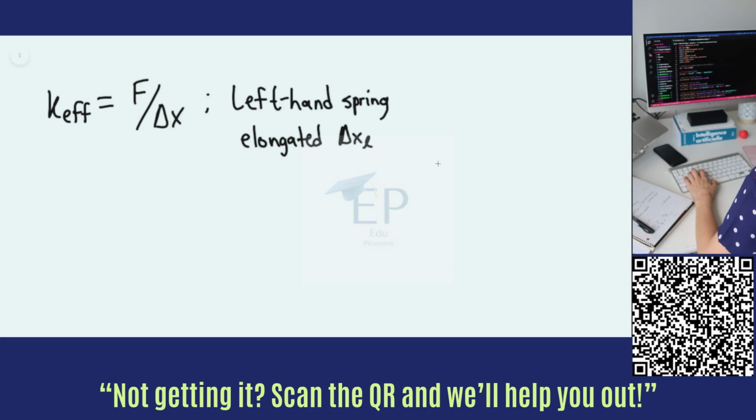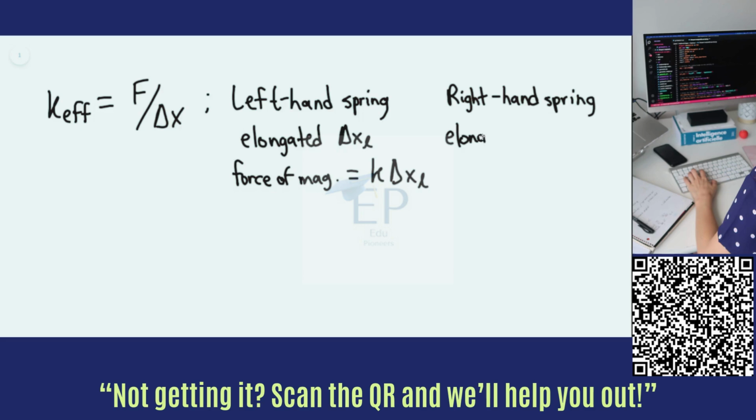The left-hand spring also exerts a force of magnitude equal to the spring constant multiplied by the change in the displacement of the left-hand spring. For the right-hand spring, it's the exact same. We're going to say it's elongated, again, delta x sub R this time for right, and it exerts a force of magnitude equaling k times delta x sub R.